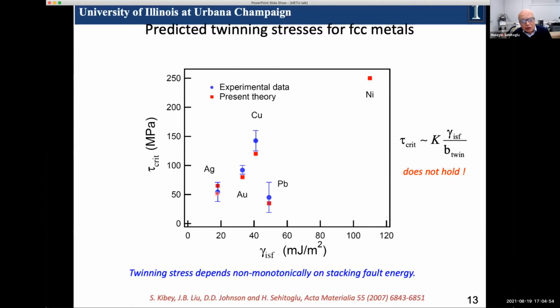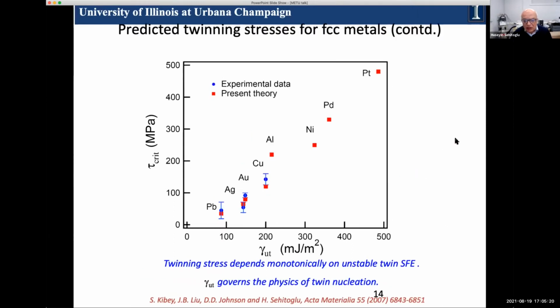And we find that doing that, we are able to predict, when we plot our prediction of critical stress versus gamma ISF, this is silver, this is gold, this is lead, this is copper. Nickel is pretty high in terms of twinning stress. But we immediately note that any expression that simplifies the critical stress with gamma ISF, whether we take it linearly or square root of it, is not valid. There is a better correlation with gamma UT. And that's what basically came out of this work in 2007.